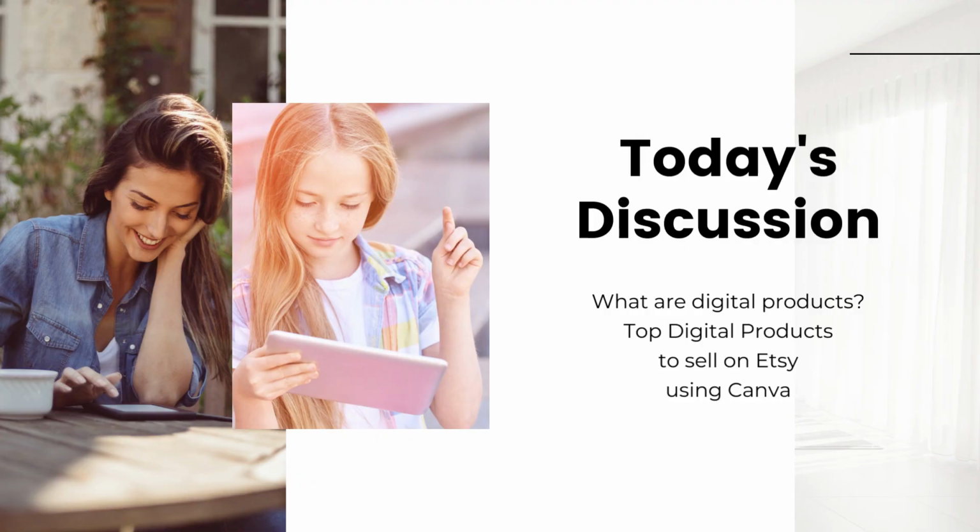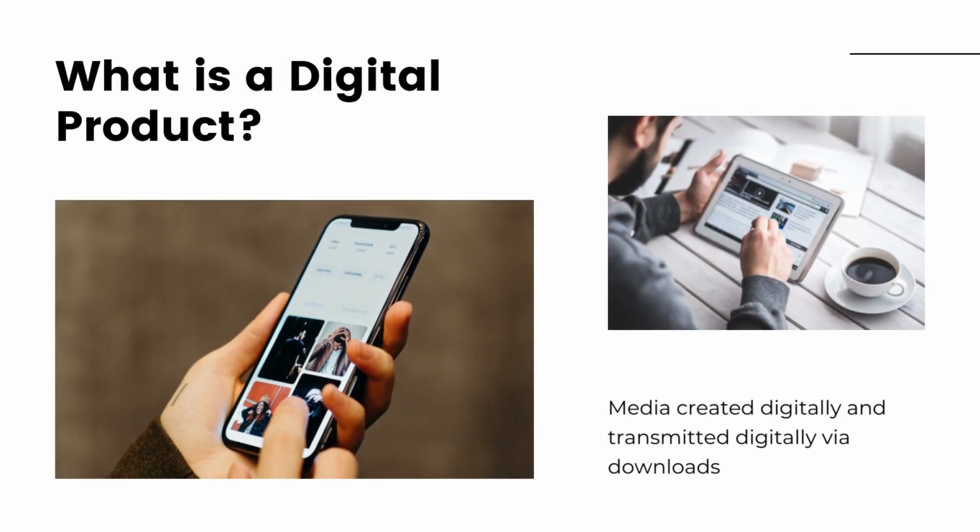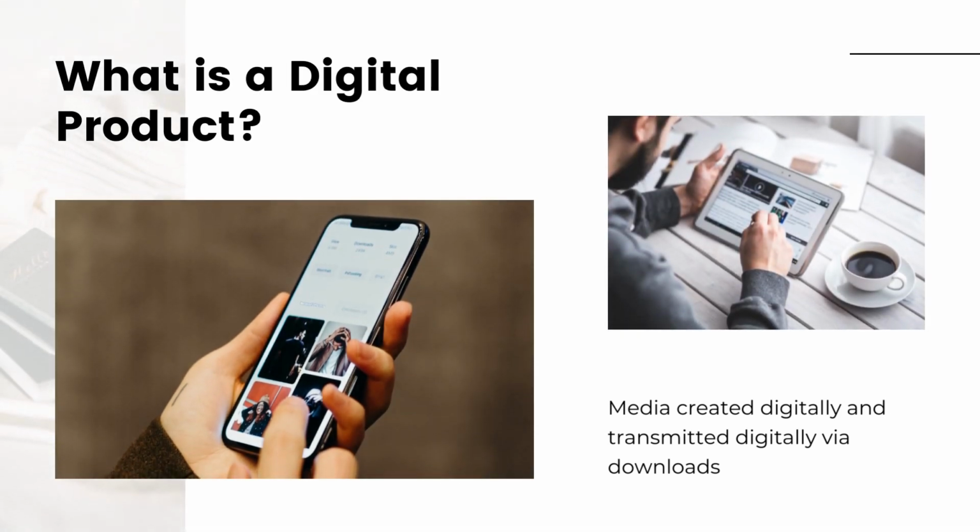Okay, so what are digital products? Top digital products that you can sell on Etsy using Canva today. So, a digital product is media that has been created digitally, using your computer, your video camera, your phone, and then it's transmitted also digitally via downloads. This is not something that you're going to physically mail to someone. It's not a tangible product. It is a soft copy.